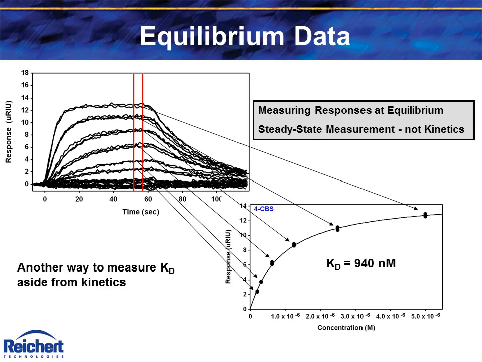If the response data from each injection reaches equilibrium, the equilibrium dissociation constant can be calculated from a fit to a Langmuir binding isotherm, a plot of the equilibrium response versus concentration. In this case, we are using steady-state data as opposed to kinetic data to calculate the affinity constant.